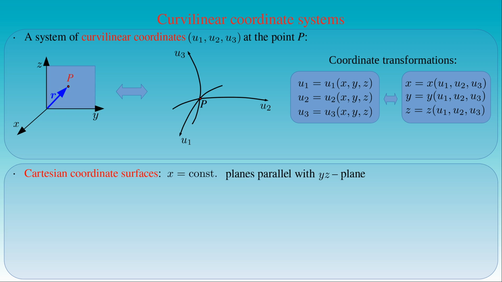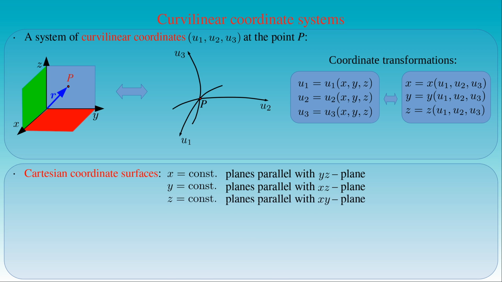For the points defined by y equal to a constant, we have planes parallel with the xz plane. Here we also see the plane for y equal to 0 in one of the octants of the coordinate system. The points for z equal to a constant represent the planes parallel with the xy plane. Here we see the plane for z equal to 0 in one of the octants of the coordinate system.